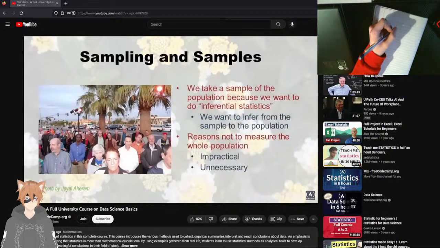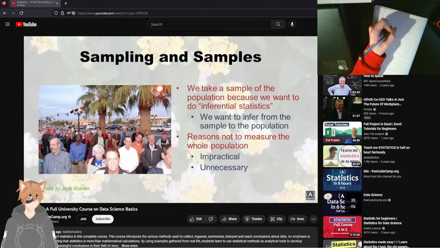So we take a sample of a population because we want to do inferential statistics. Remember that? We want to infer from the sample to the population. And it's just not necessary to measure the whole population. It would be impractical and it costs a lot.